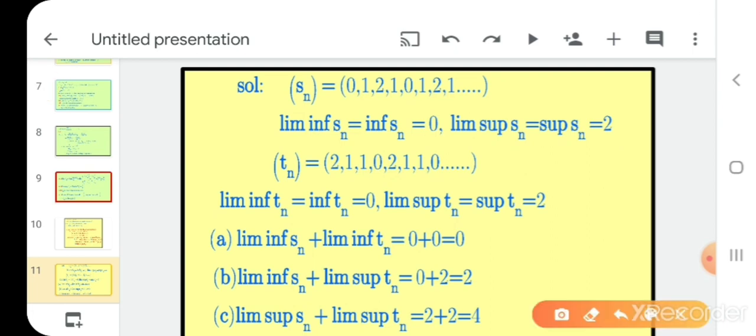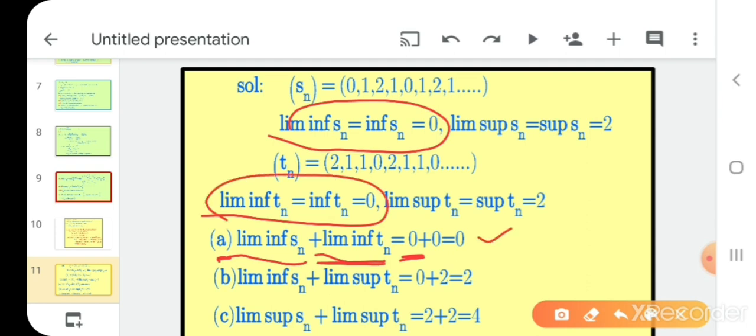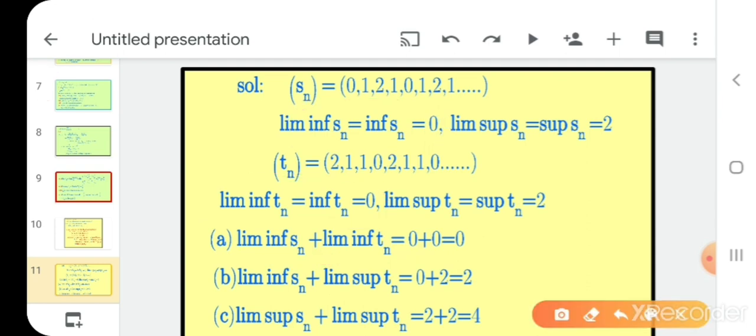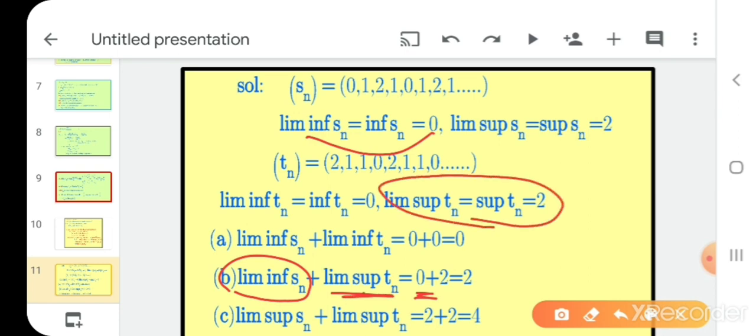Next, first one is what we have to find here. Limit infimum of Sn. What is the limit infimum of Sn? 0. Limit infimum of Tn. Limit infimum of Tn is 0. So I write 0 plus 0 equals 0. A completed. Next B. Limit infimum of Sn. What is the limit infimum of Sn? 0. Limit supremum of Tn. What is it? 2. So 0 plus 2 is 2.